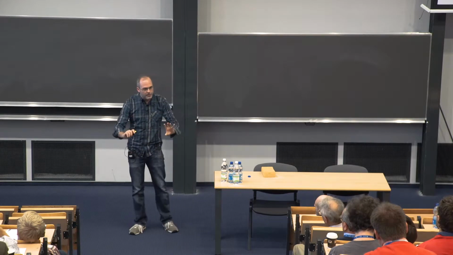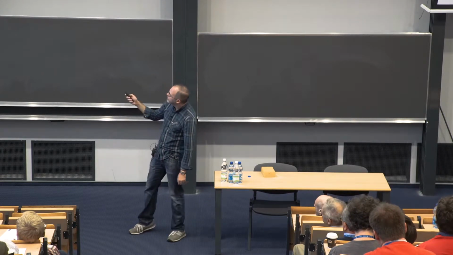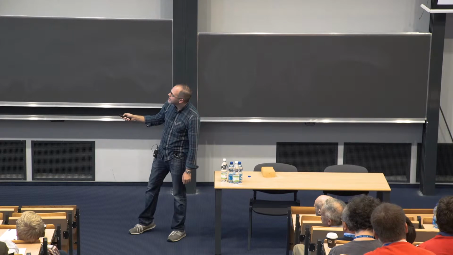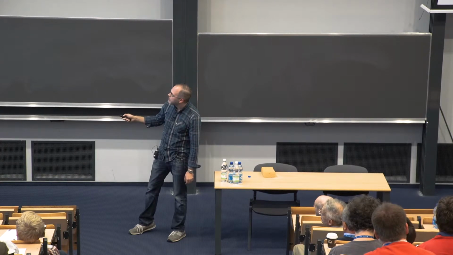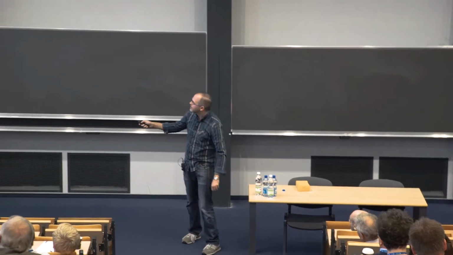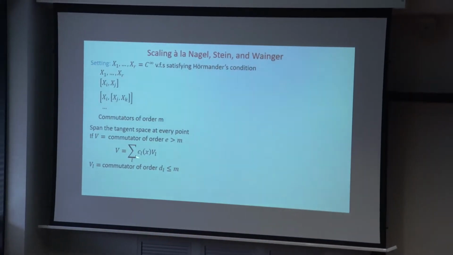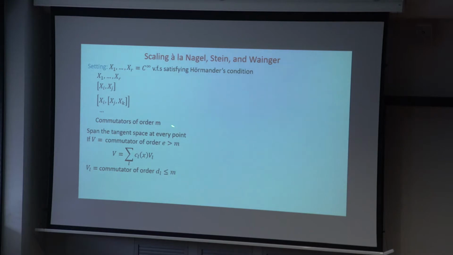Now, what we're going to use is something a little weaker than this. We don't really care that they span the tangent space at every point. We care about something else. Let's say we take v, which is going to be a commutator of order e bigger than m. Let's say we keep on going on in this list. Well, then v can be written as a C-infinity linear combination of the commutators of order less than or equal to m, because everything can, but v in particular can. Okay, so v is this linear combination of vl, where vl is of order dl less than or equal to m, so up in that list.